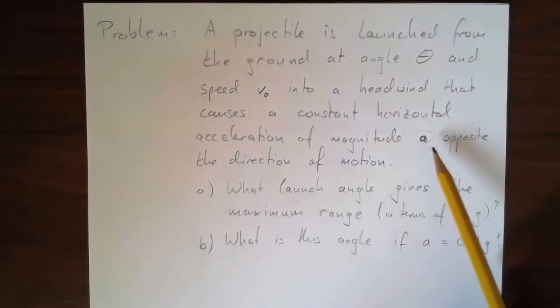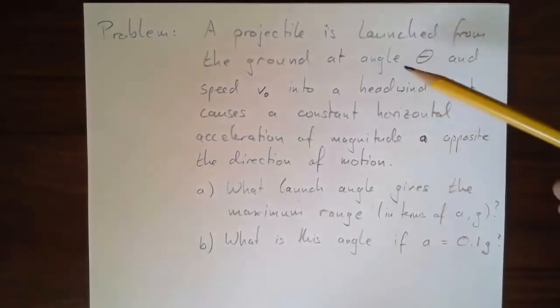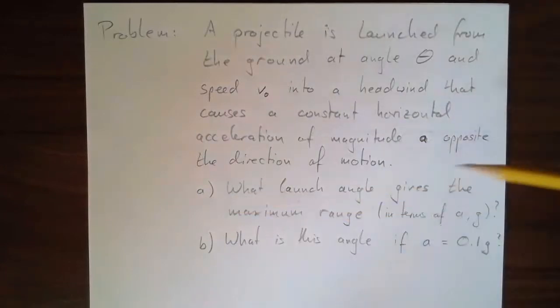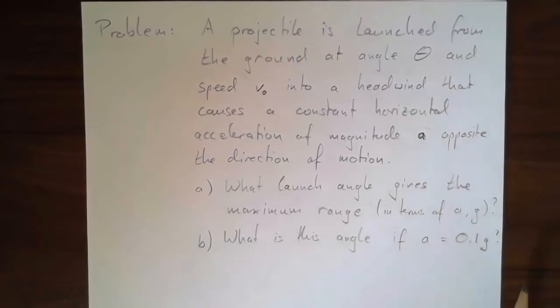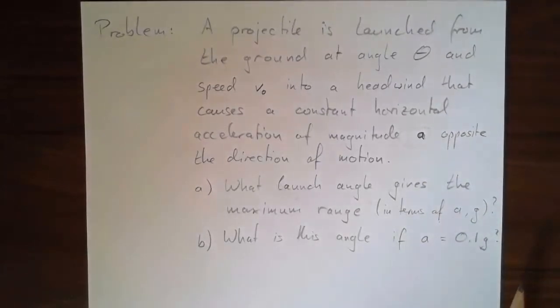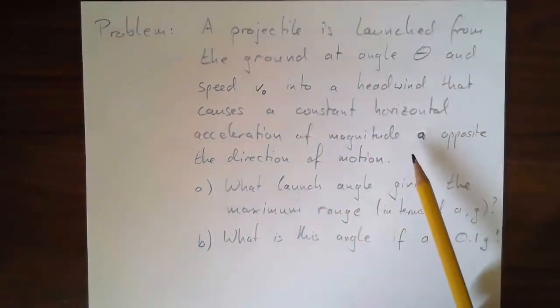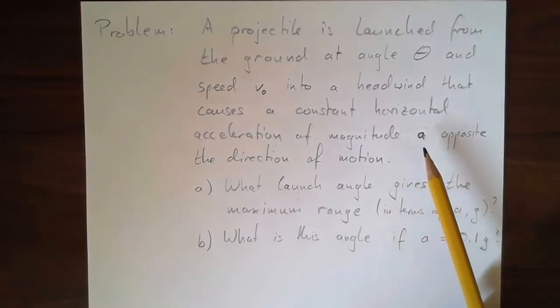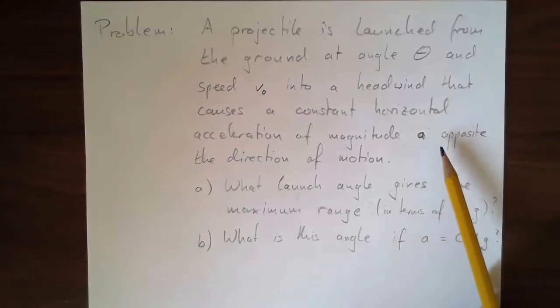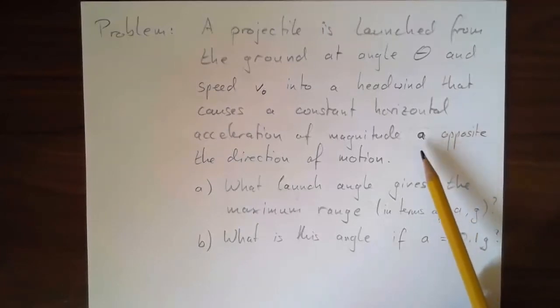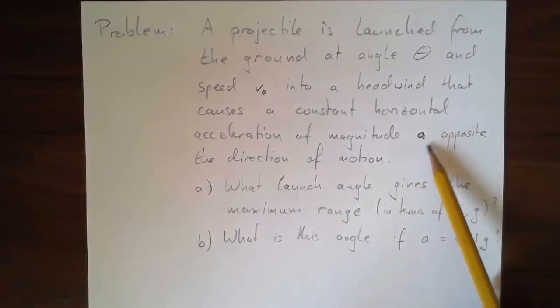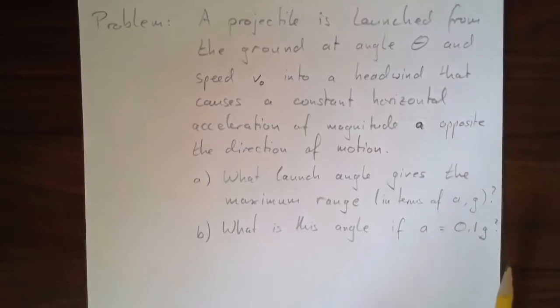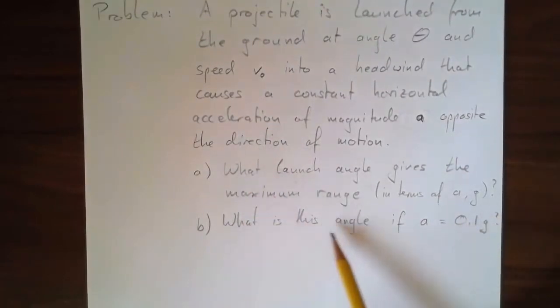So now we've got a situation where there's vertical acceleration due to gravity and horizontal acceleration due to a headwind. So it's no longer projectile motion, even though it involves a projectile, because now both directions experience acceleration, whereas projectile motion is defined as one direction has constant velocity, one direction has constant acceleration. So in our case, both directions have acceleration. Part B is what's the angle if a is given.